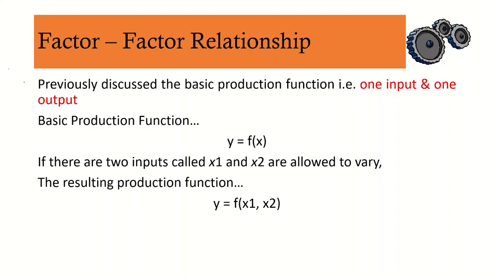Because we know, let's take a crop. You need more than one input, isn't it? For a crop, you might need fertilizer, water, labor, seeds, right? So lots of inputs. So now we're going to look at how you find optimum production given two inputs and one output. Right? So factor-factor relationship.